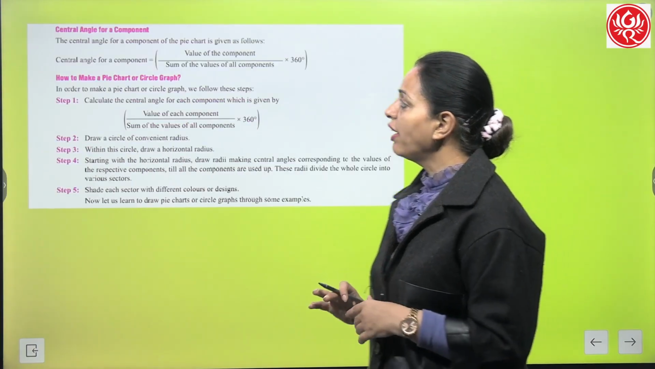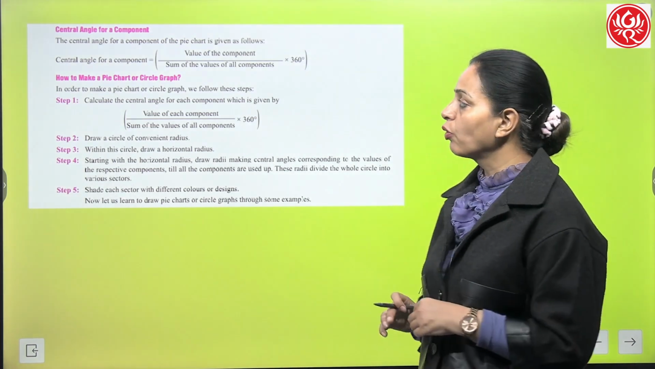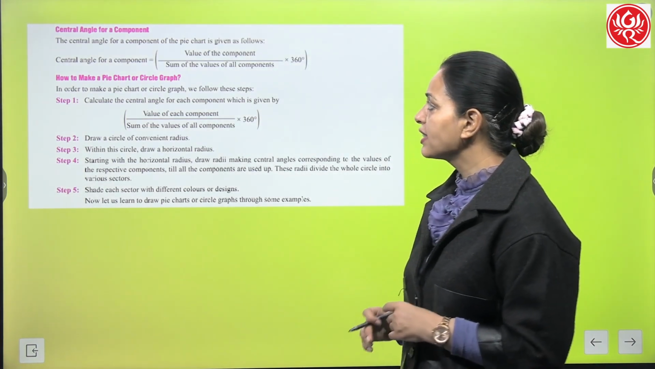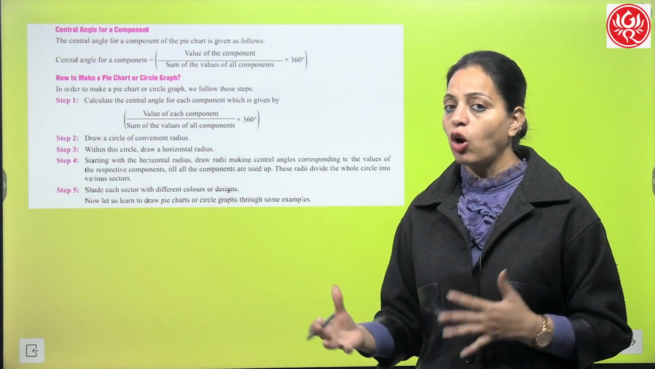See, central angle for a component. The central angle for a component of the pie chart is given as follows. How do we find the central angle for each observation?